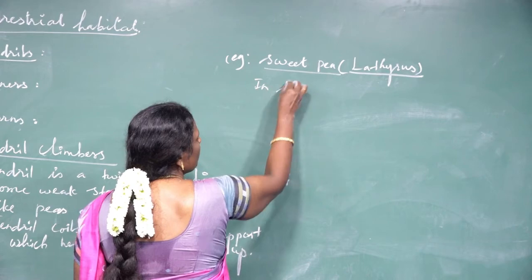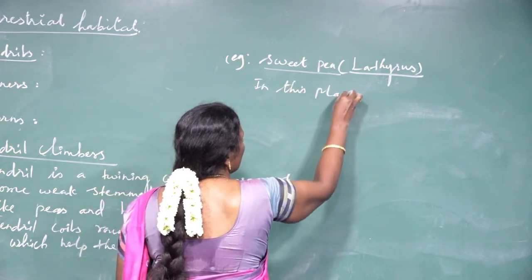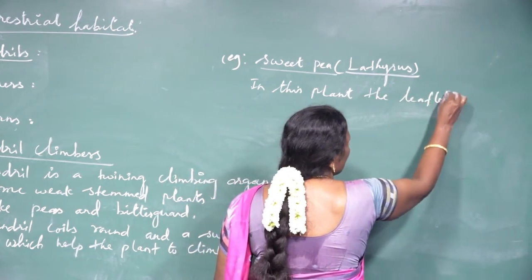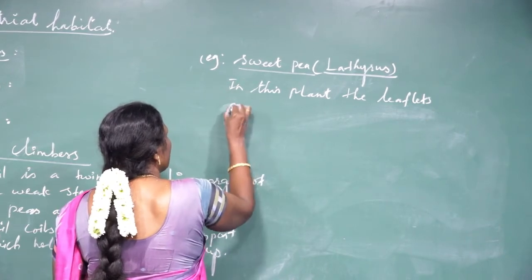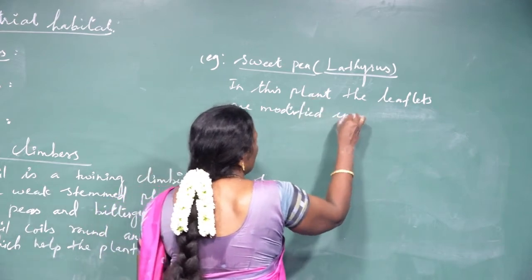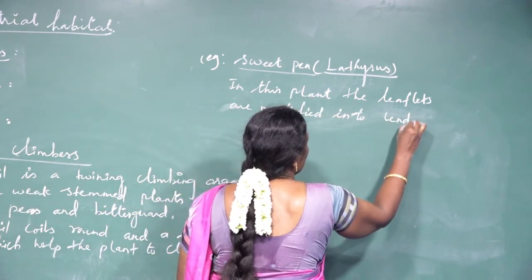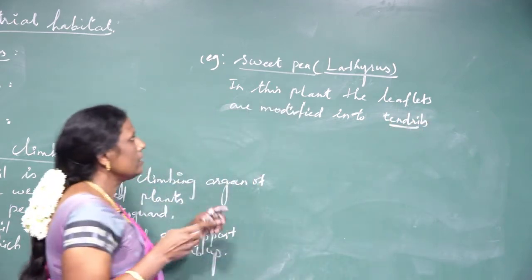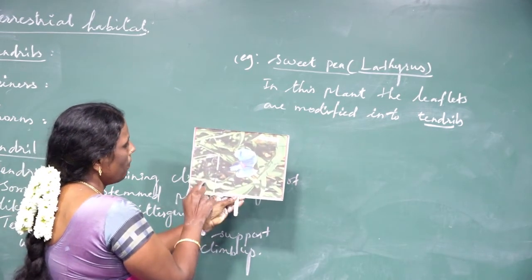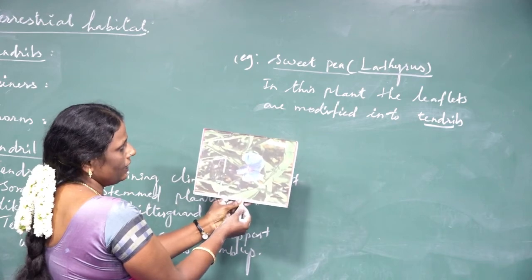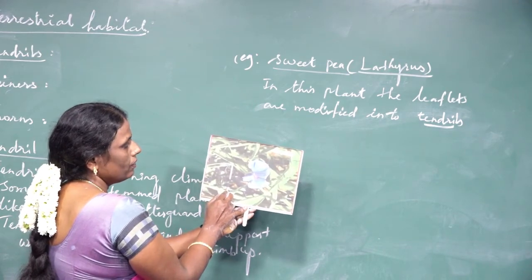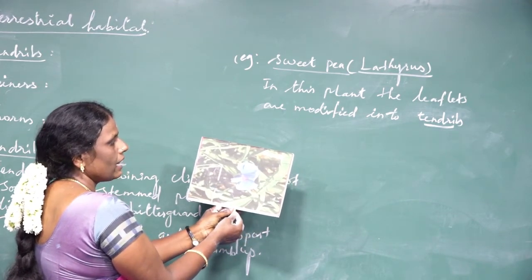In this plant, the leaflets are modified into tendrils. Listen, children, in this plant, leaflets are modified into tendrils. It is the Lathyrus plant. Because they have soft and weak stems, that is why they cannot stand straight.